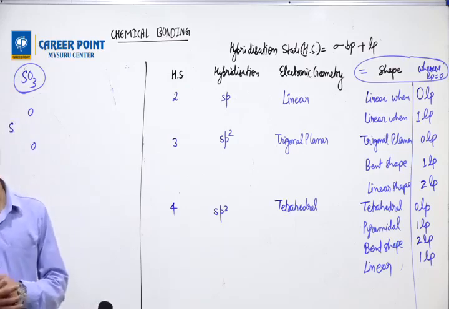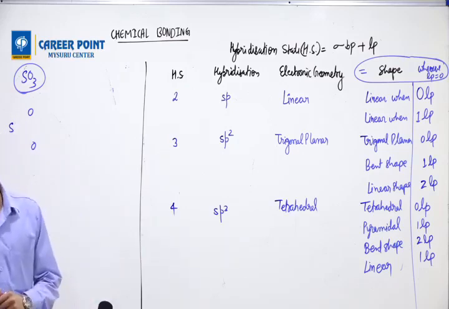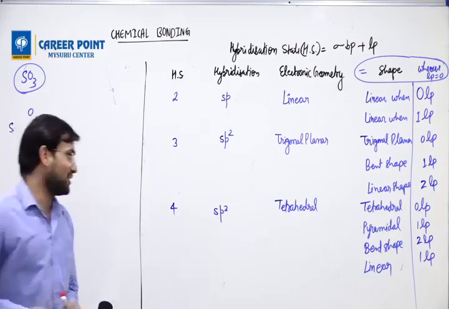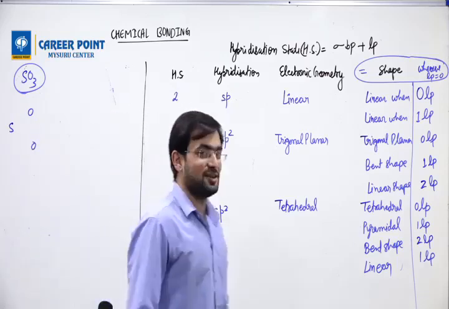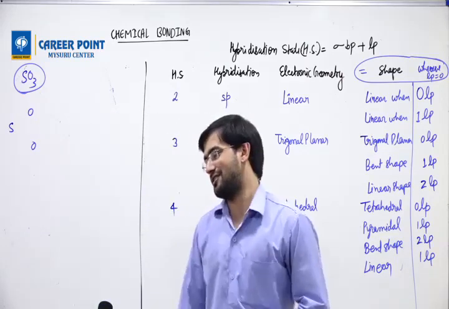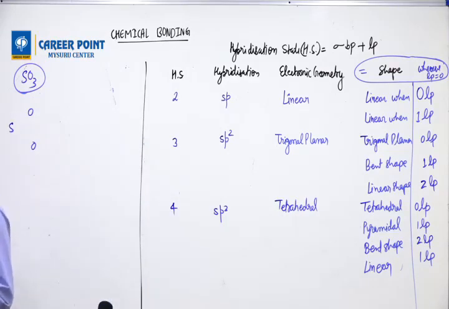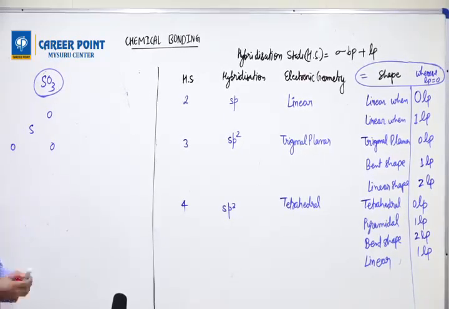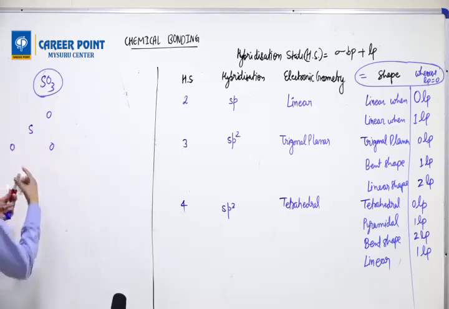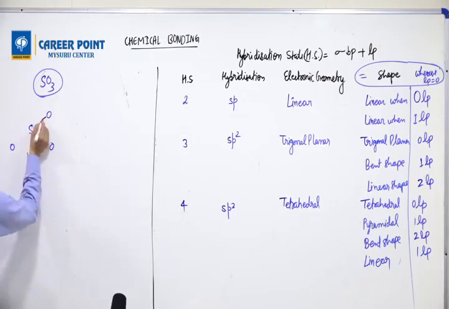sp3d2 hybridization, which I did not even teach. If I have not taught you something, I won't ask you a question based on what I have not taught you. That is normal common sense. This is correct: sp2, geometry trigonal planar. Yes, that is correct. So we see sulfur, 3 bonds.